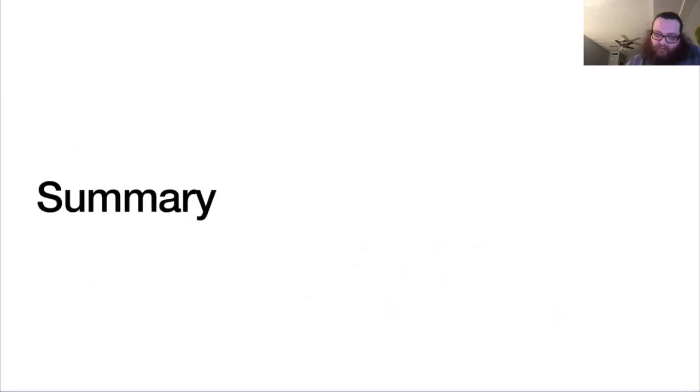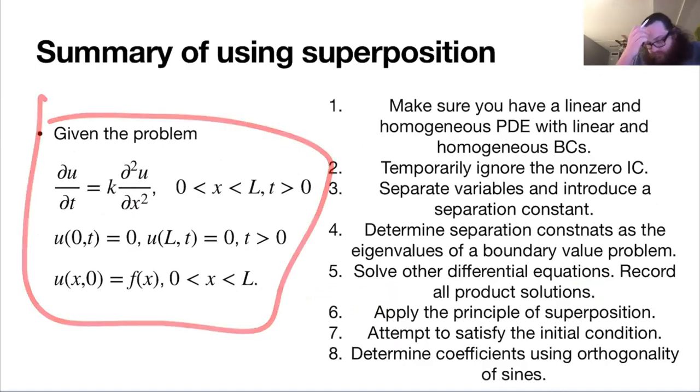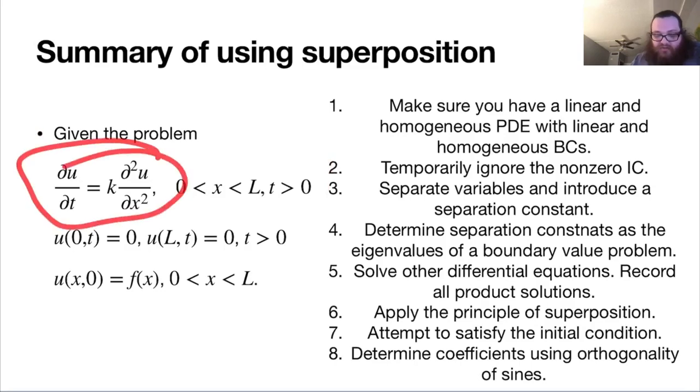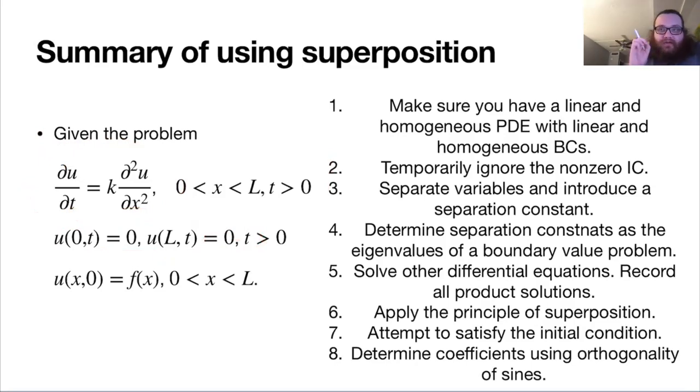Okay, cool. So that was a lot. What is a quick summary of everything that we've done? If we're given a problem like this, where we have the heat equation and 0 boundary conditions, it's important that the value of the solution is 0 at the endpoints, and we have some initial condition. How do we go about solving this? Well, first, make sure we have a linear and homogeneous PDE, and linear and homogeneous boundary conditions. That's what this is. Good to go there.